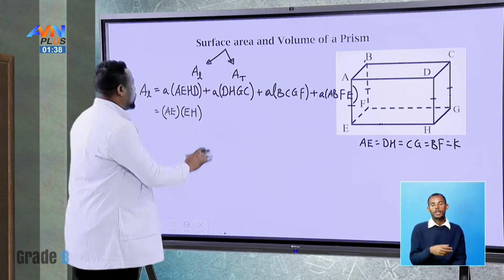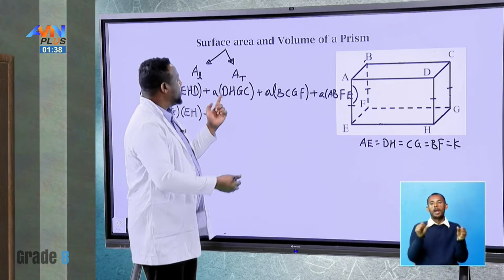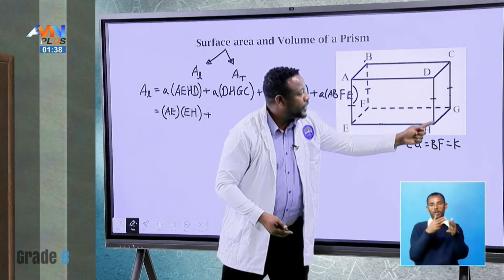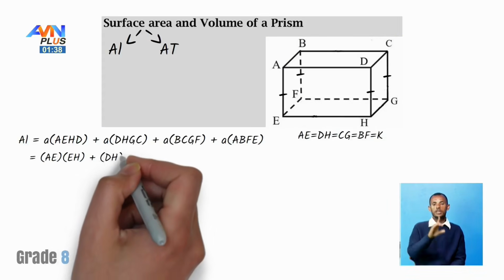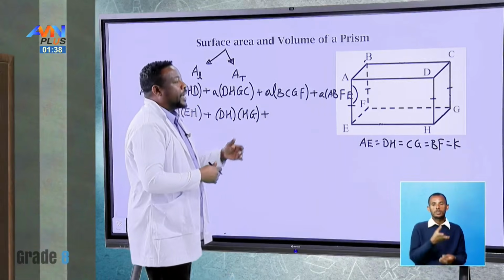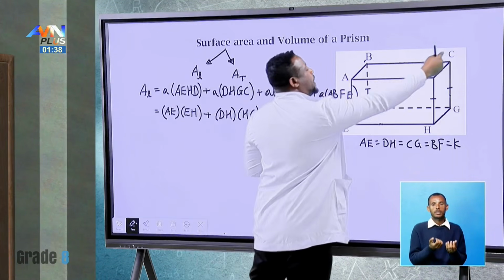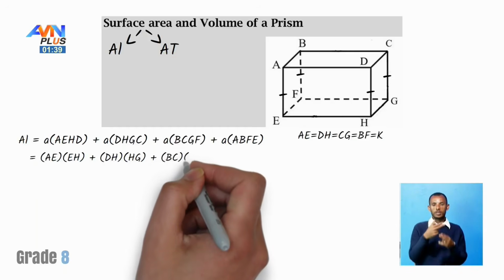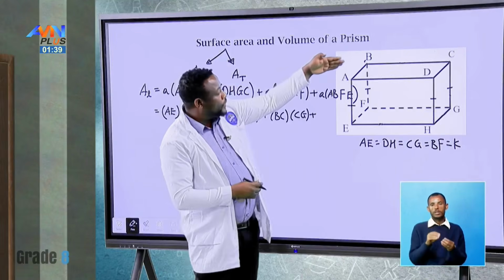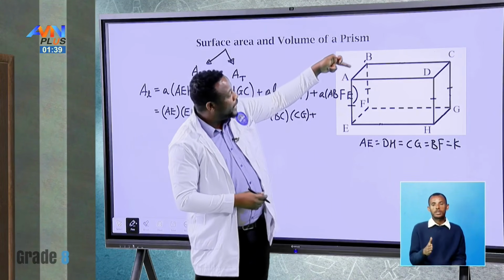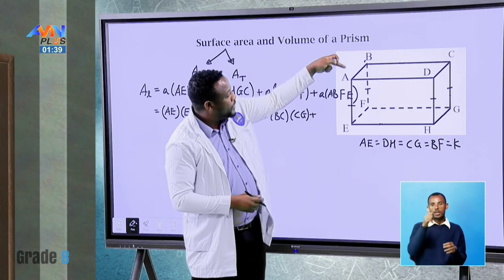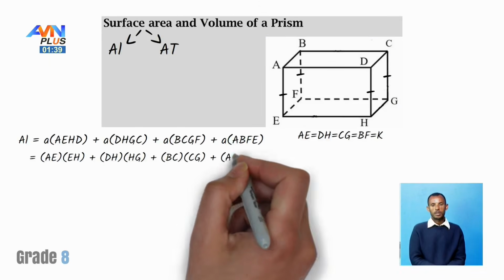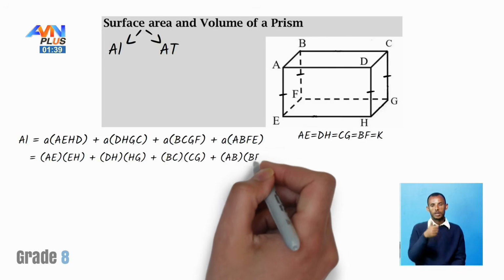Plus the area of DHGC, the area of this rectangle is the product of DH times HG, plus the area of the back part, BCGF, which is BC times CG, plus the area of the other side, the rectangle ABFE, which is AB times BF, or you can make it AB times AE, the same thing.